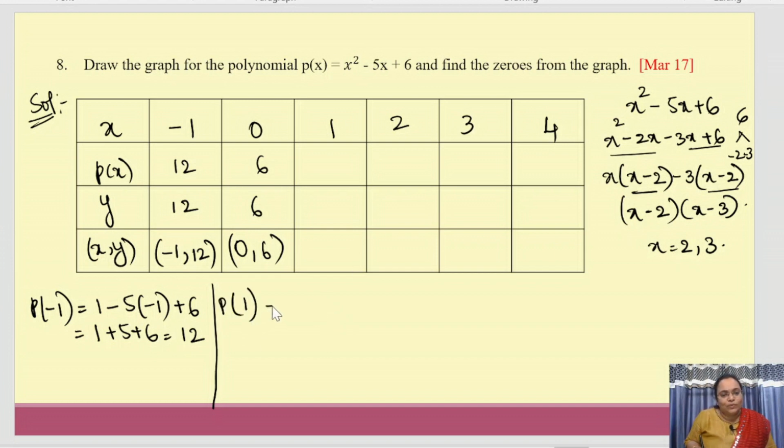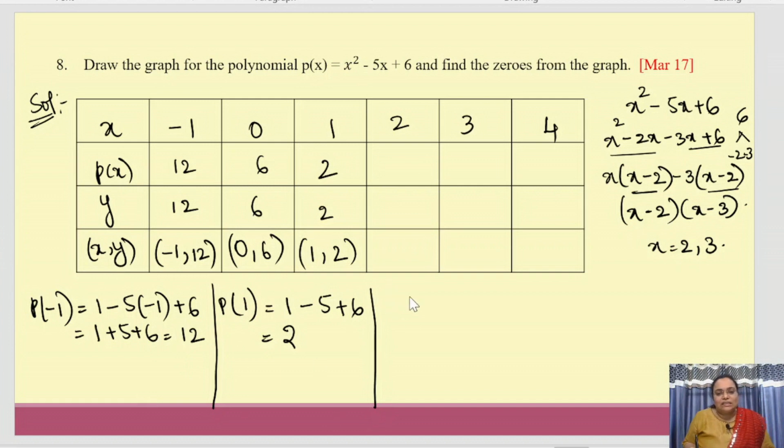If you substitute x equals 1, then p of 1 will be 1 squared is 1, minus 5 of 1 is minus 5, plus 6. So, which is 7 minus 5 is 2. So, you will get it as 2. Coordinates are 1 and 2. And if you substitute x equals 2 in p of x, you will get p of 2 is equal to 2 squared, that is 4, minus 5 of 2, which is minus 10, plus 6. You will get it as 0. Coordinates will be 2, 0.